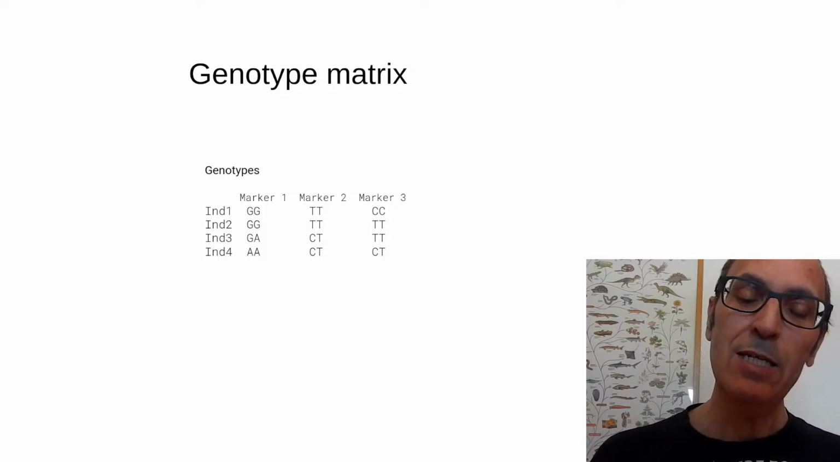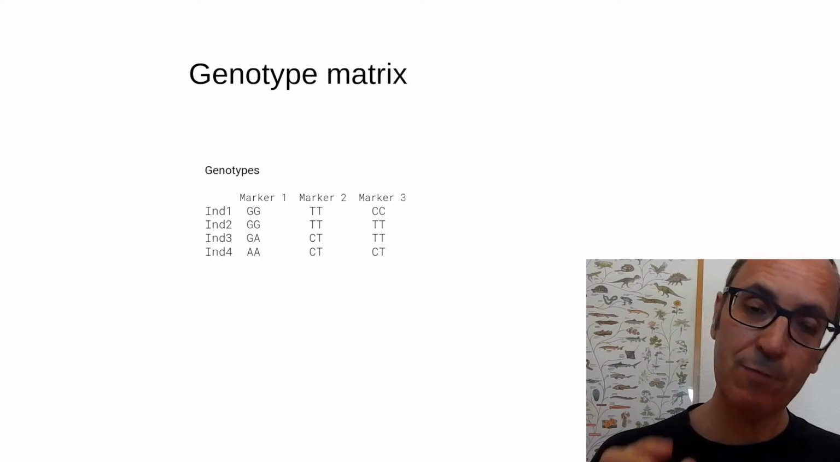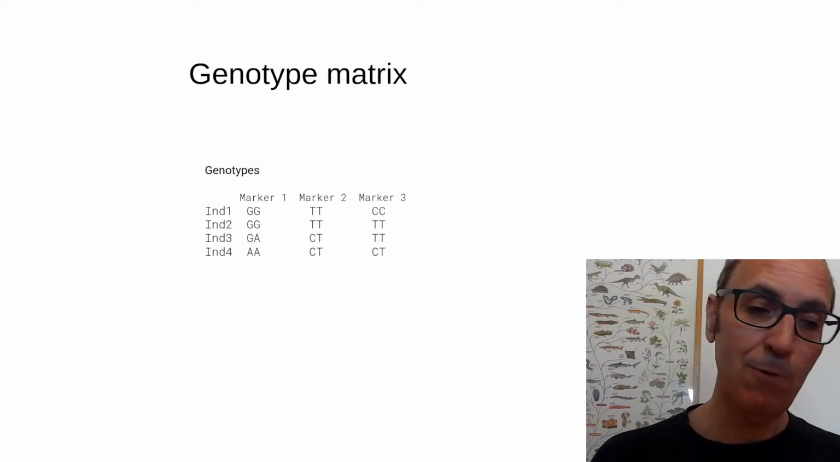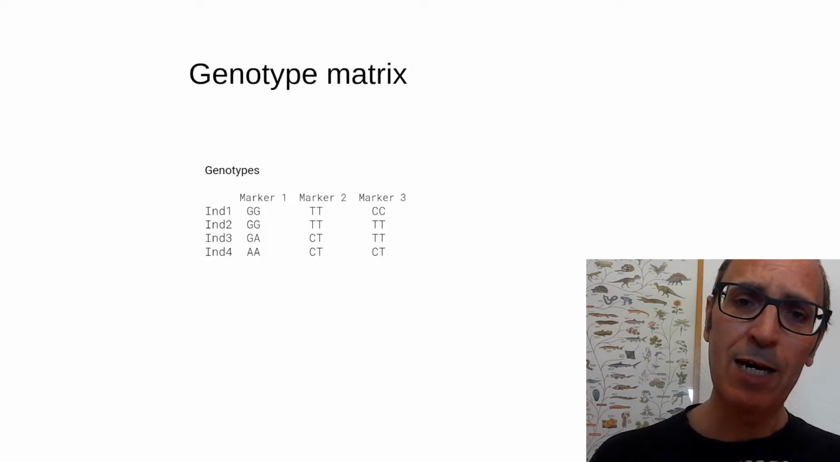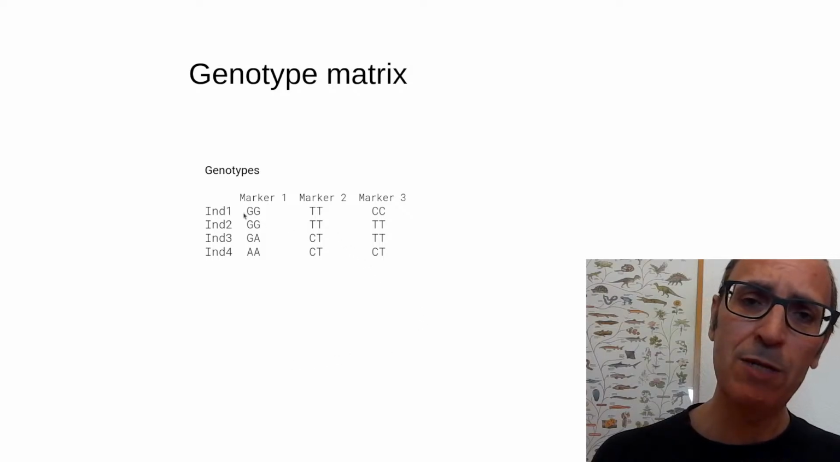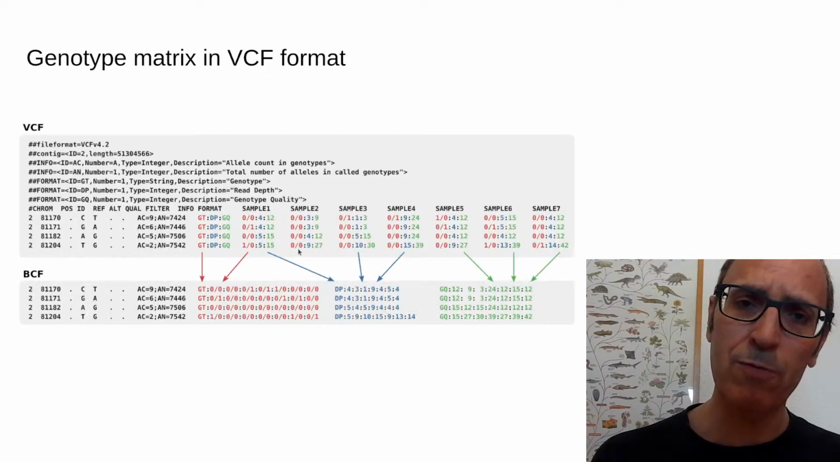And you will have a genotype matrix, okay? If you do the analysis in practice, this is one very, very important data set for you doing population genetics. The genotype matrix is, for each individual and for each marker, the genotype, okay? Which is the genotype for individual 1, marker 1, individual 1, marker 2, and so on and so forth.